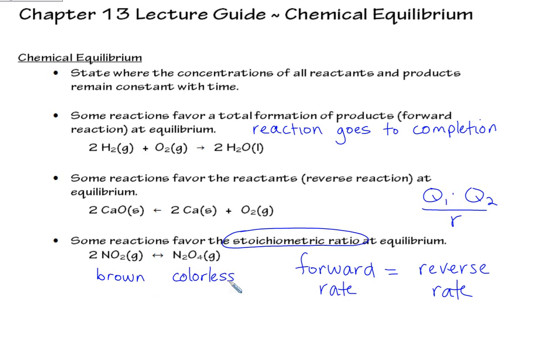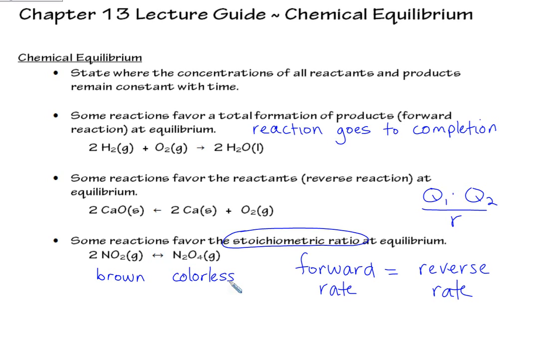If this reaction had a total formation of products, if it was just a one-sided arrow forming the products, I should start with brown gas, I should form colorless gas, reaction stops. That's not the case. When this thing is at equilibrium, it's going to look like light brown, kind of an orangey brown color. At equilibrium, you'll have 2 parts brown gas, 1 part colorless gas.